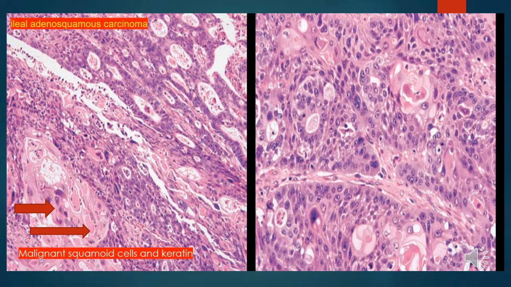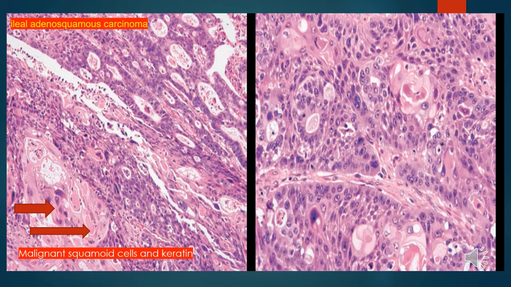If you focus on these slides, you will see different types of cells in them. One shows a malignant glandular appearance, and on the other side it shows squamous cells, and at places you can easily appreciate keratin formation, meaning squamous cells are there. When you see both types of cells, the neoplastic glandular cells and the malignant squamous cells, it is known as adenosquamous cell carcinoma.